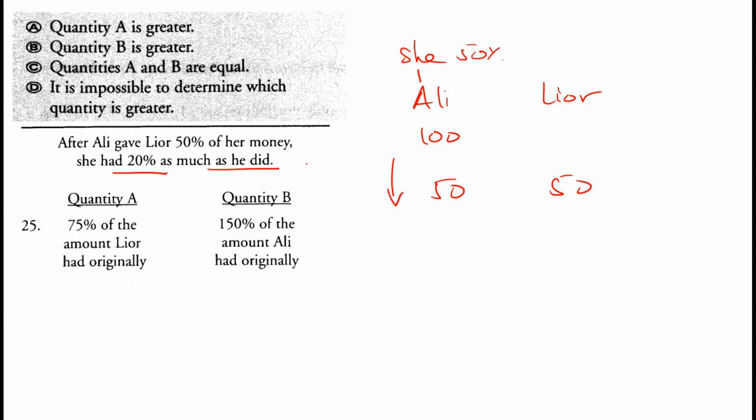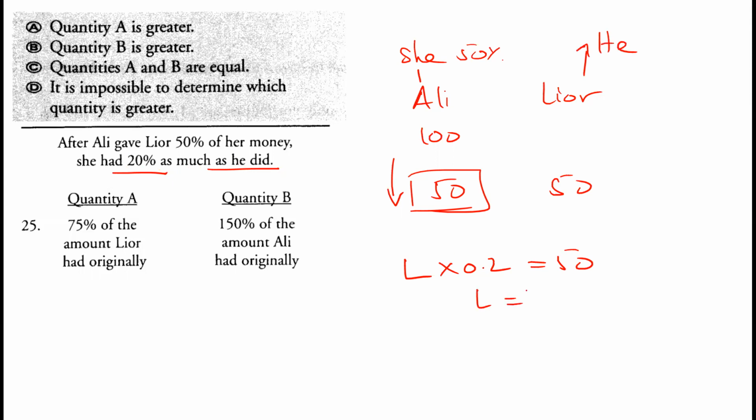Now, after Ali gives Lior 50% of her money, so we have Ali over here and Lior. Let's suppose Ali had $100 and she paid 50%. So she would be left with $50, and $50 will go to Lior. Now she had 20% as much as he did. So let's suppose this is the amount Lior had. 20% of Lior now would be equal to 50, because this is what is left after paying the 50%, and Lior is a he over here.